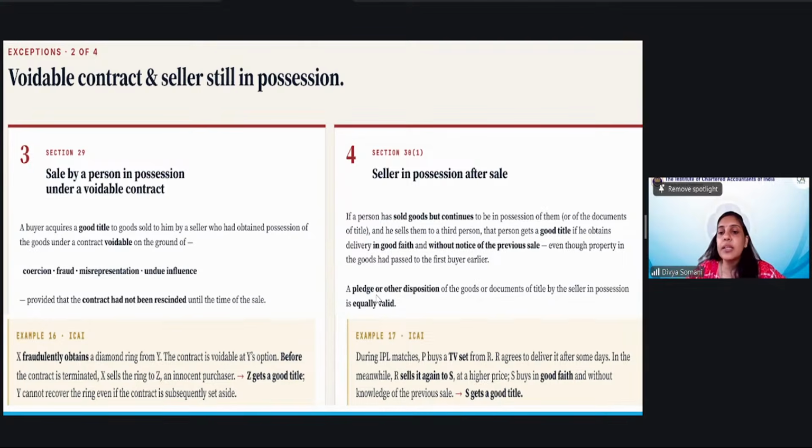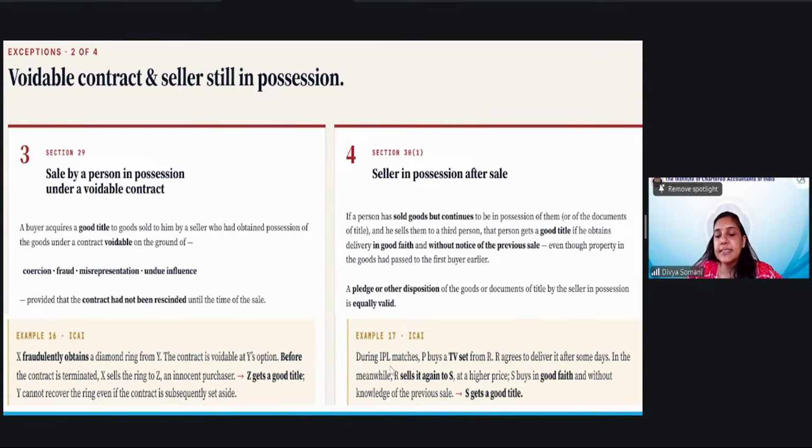A pledge or other disposition of the goods or document of title by the seller in possession is equally valid. So any other kind of thing which is happening, if you are selling or giving it on a pledge or anything you are doing, it will be equally valid. So that is the meaning here.